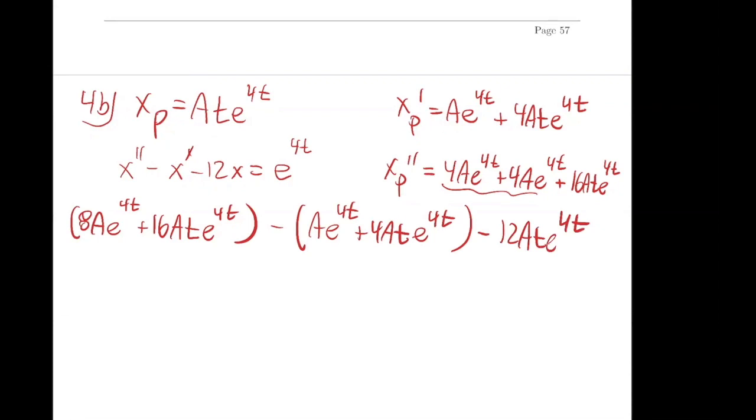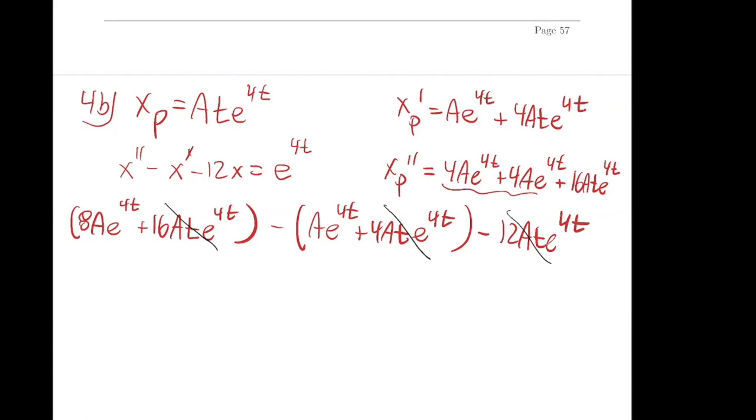And then you can observe that this cancels those two terms, right? We have a positive 16at e to the 4t, and we have a negative 16at e to the 4t. So this is what always should happen if you've chosen the right guess. You should see that all of the terms that have that extra t in it should cancel out, because I don't have any of those in the forcing function.